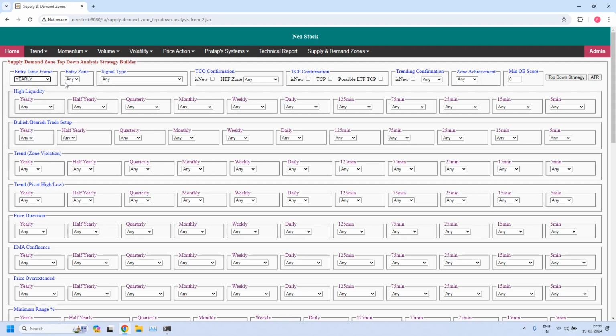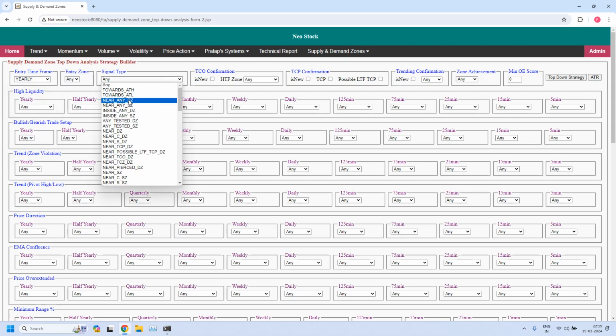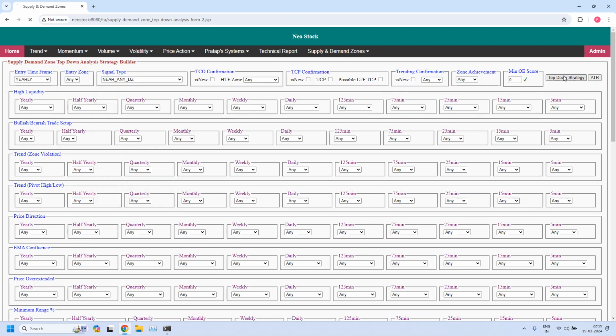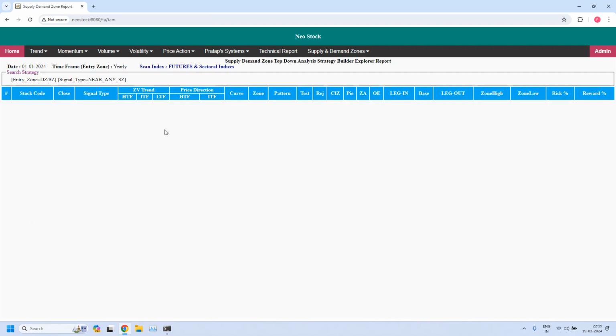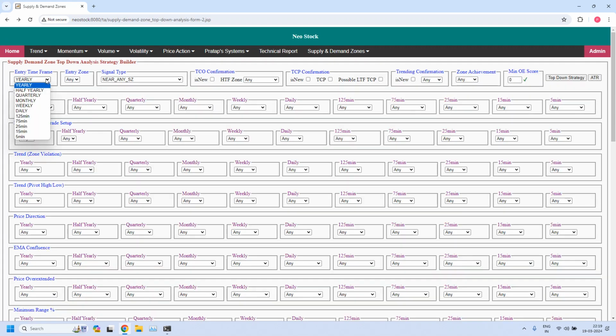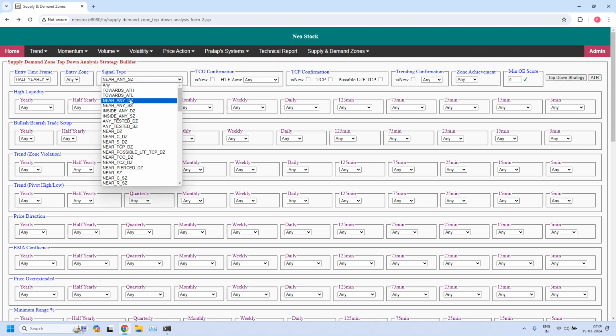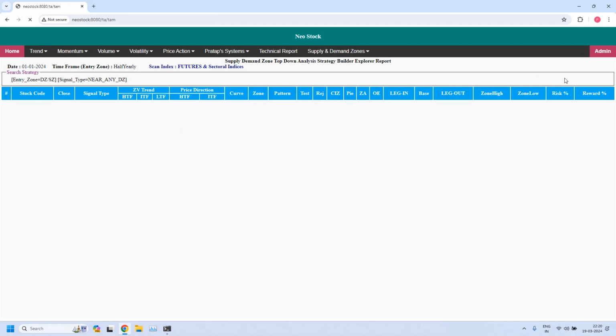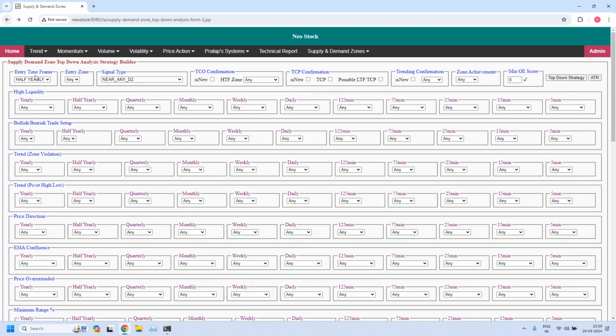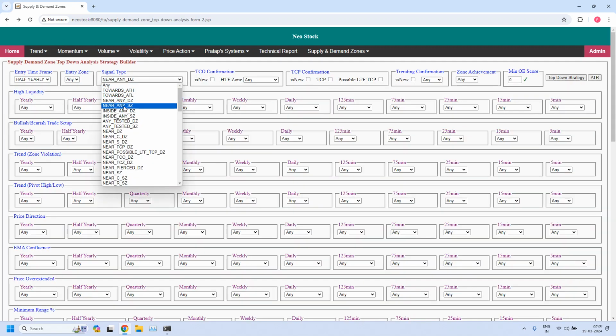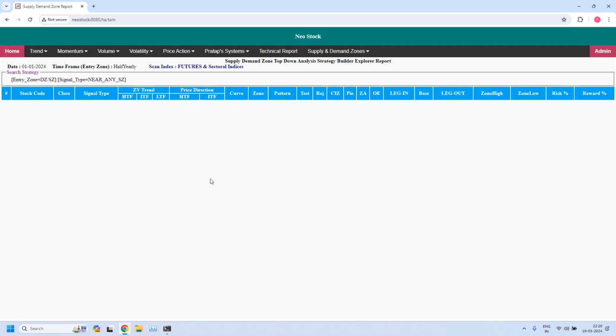For changing the time frame to yearly, let us find the stocks near yearly demand zone. So we didn't have any zones. For yearly time frame, let us identify the stocks near yearly supply zone. So no stocks are available. Then half yearly time frame, let us find the stocks near half yearly demand zone. So no stocks. Half yearly time frame, let us find the stocks near half yearly supply zone. So here also we didn't find any stocks.